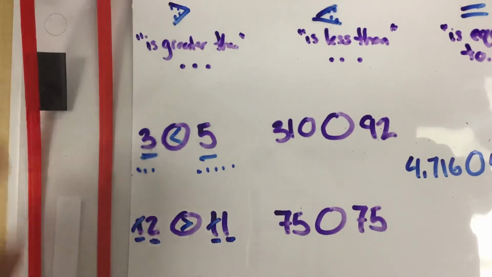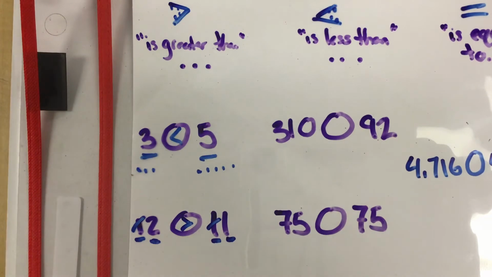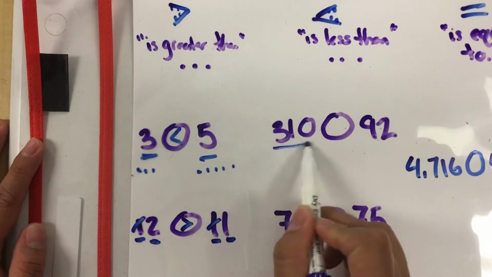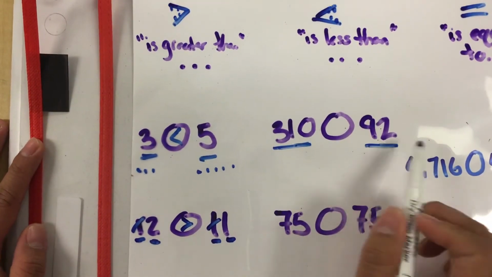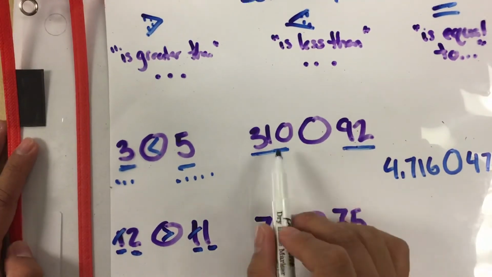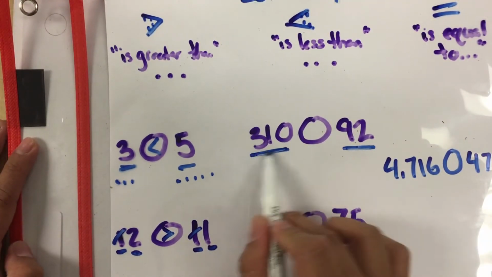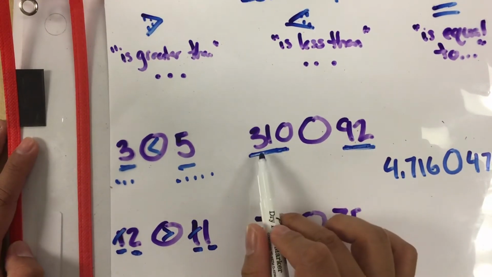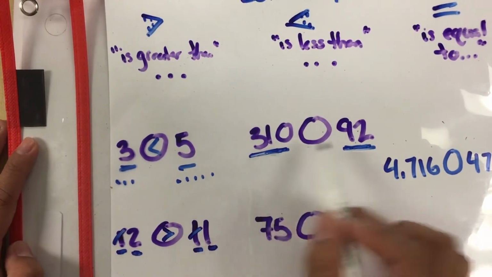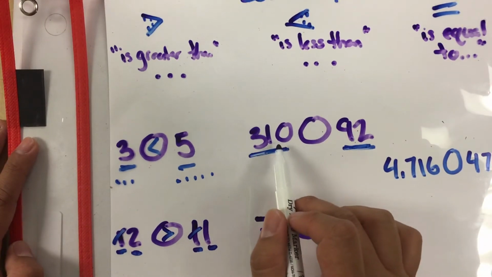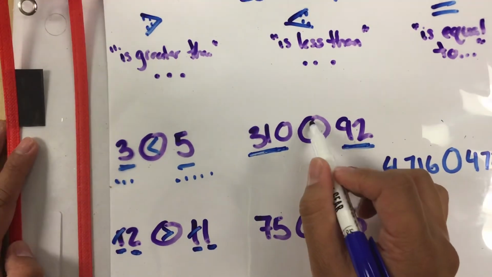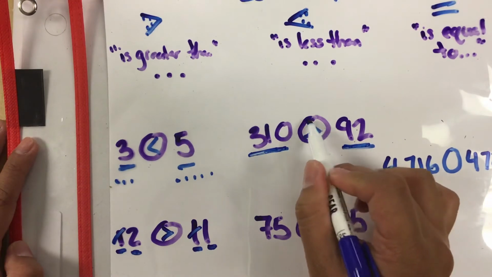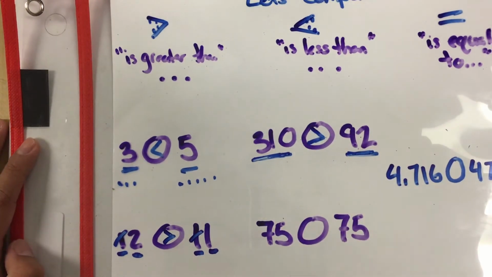Let's try this one. This one we see multi-digit numbers, but it's not the same amount on both sides. This one has 3 digits, while this one has 2 digits. Now, the more units you have, or the more digits, the higher your number. So since this has 3, I already know that 310 has way more than 92. So 310 is greater than 92.